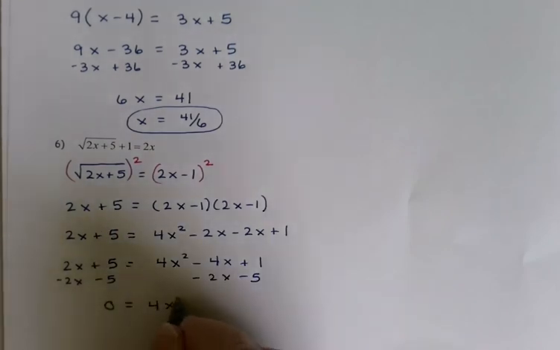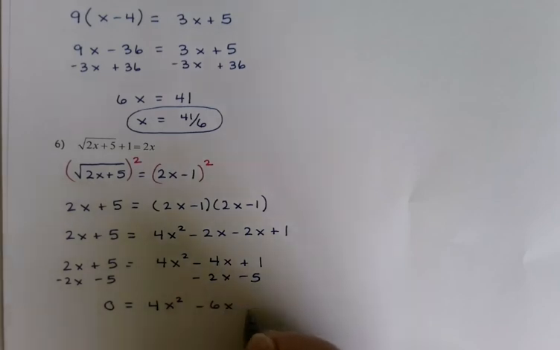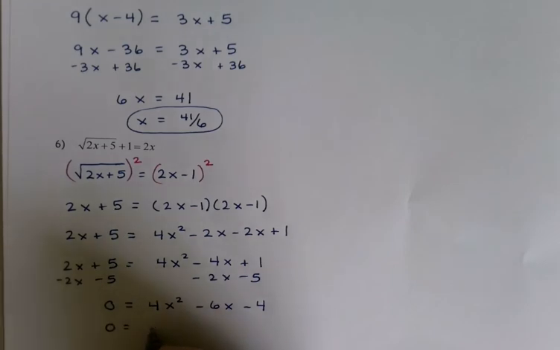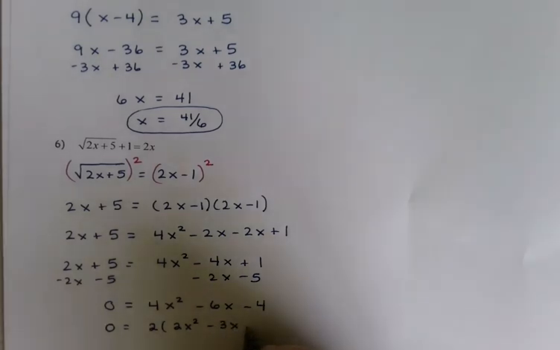0 would equal 4x squared minus 6x minus 4. All right, so let's see. I have to solve that quadratic. Let me see. We can definitely factor out a 2. 2x squared minus 3x minus 2.